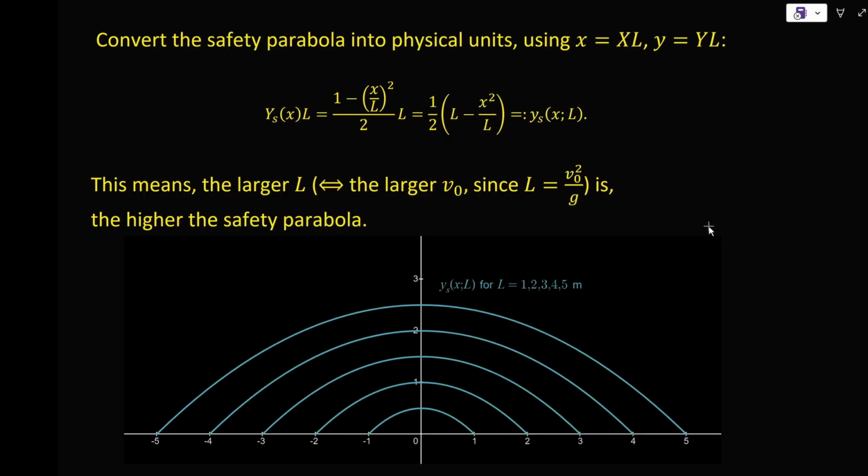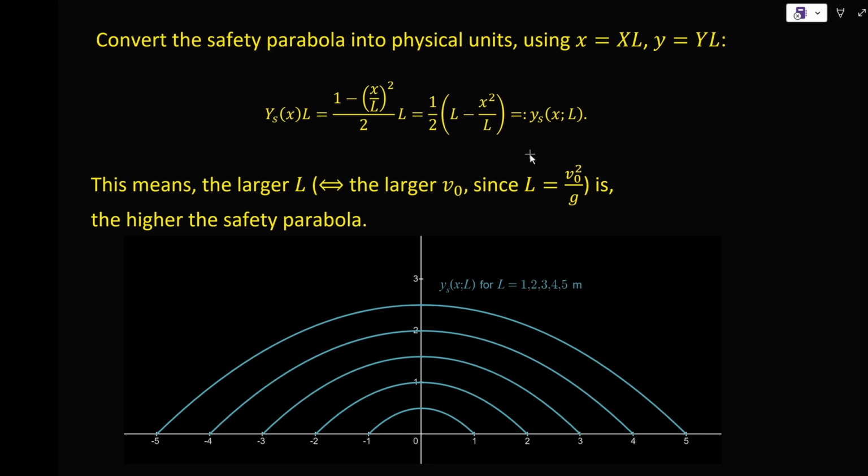In our analysis so far, we've been only using dimensionless variables. We can then convert the safety parabola into physical units, using the definitions little x equals big X times L, and little y equals big Y times L. So therefore, we have big Ys times L equals (1 minus big X squared over 2) times L, and big X is just little x divided by L. This simplifies to 1/2 times (L minus x squared over L), which we denote as little ys. And that is the safety parabola in physical units.